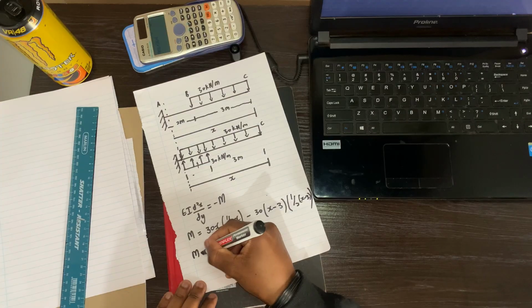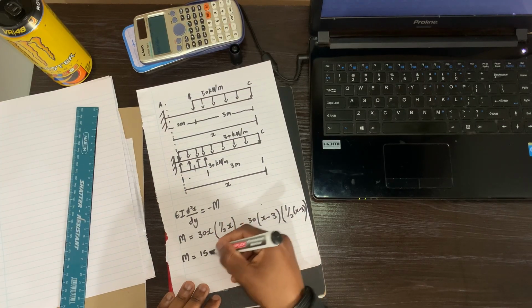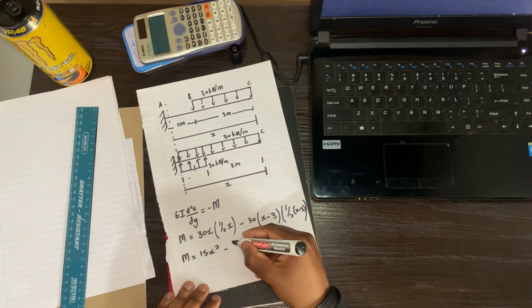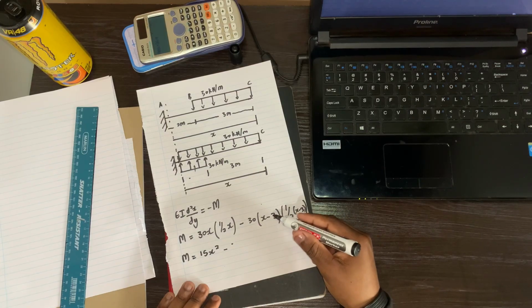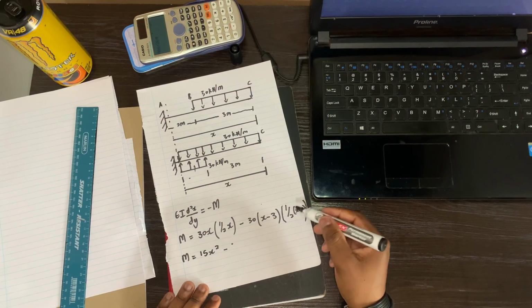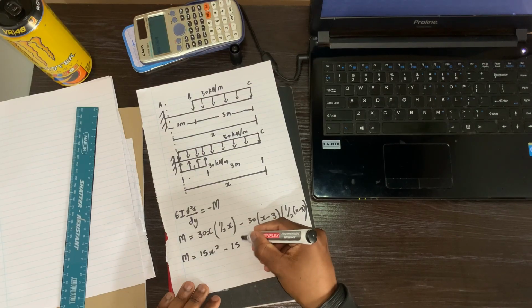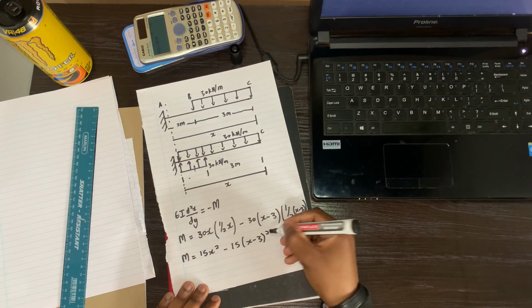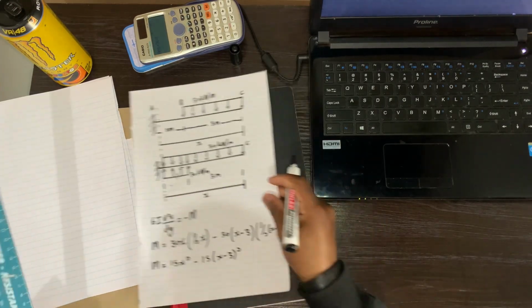So that means my M is equal to 30 multiplied by half, which is 15x squared, right? And then minus 30 multiplied by x minus 3 multiplied by half of x minus 3. It's still going to be 15, and then (x minus 3) squared, right? So here's how it is. Next page.